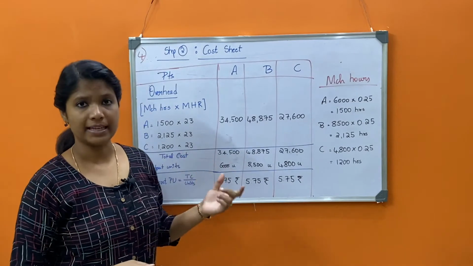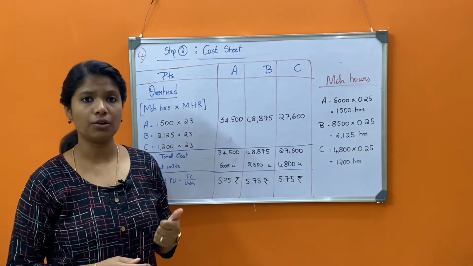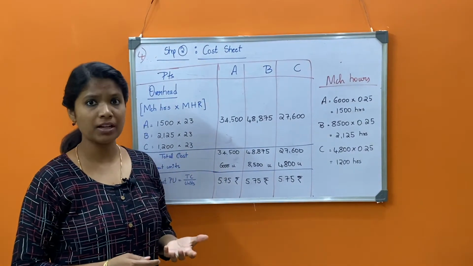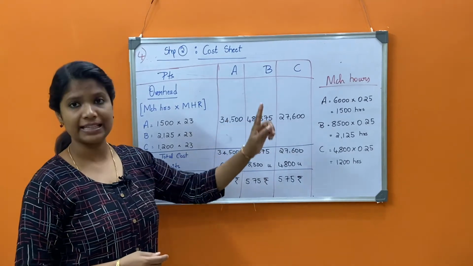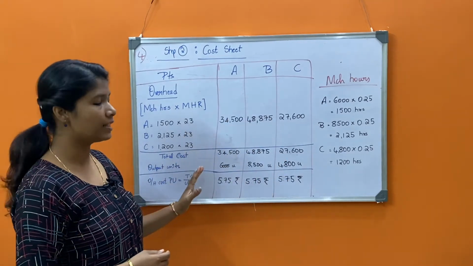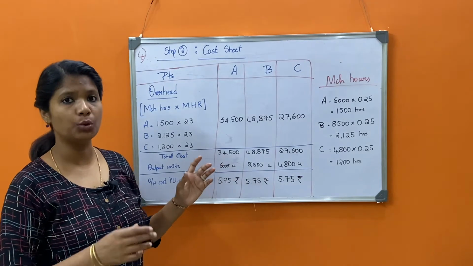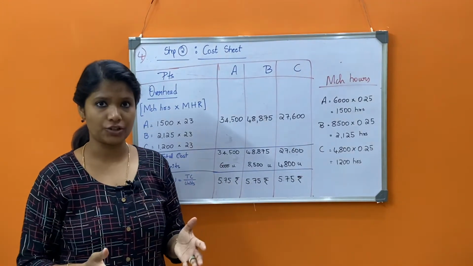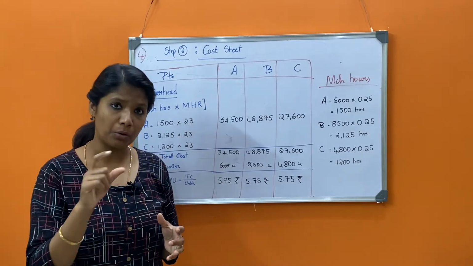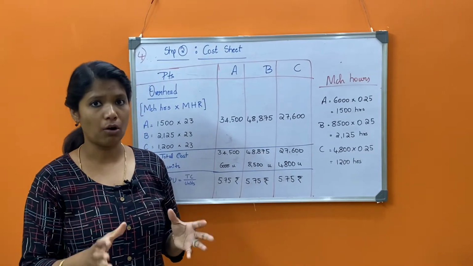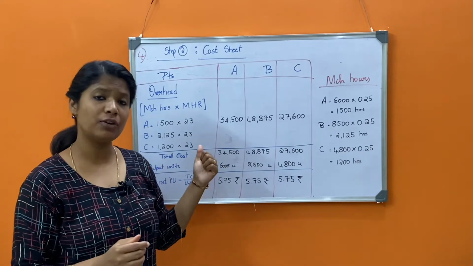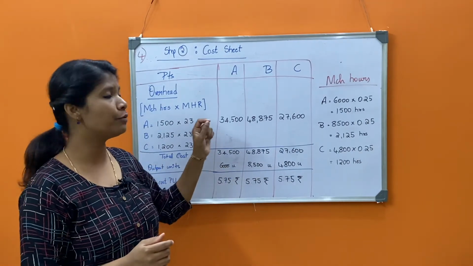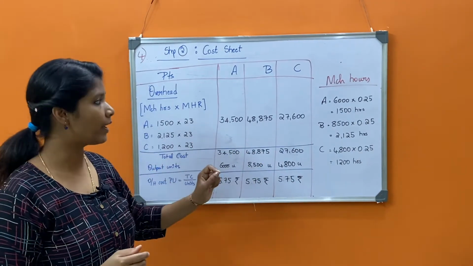Our second step is preparation of the cost sheet, or cost per unit of each product. We have 3 products A, B and C. Before we start the cost sheet, we need to know the total hours taken by each product. Under step 1 we combined all the 3 products' hours and got 1 value, but here for the cost sheet we need individual product hours.